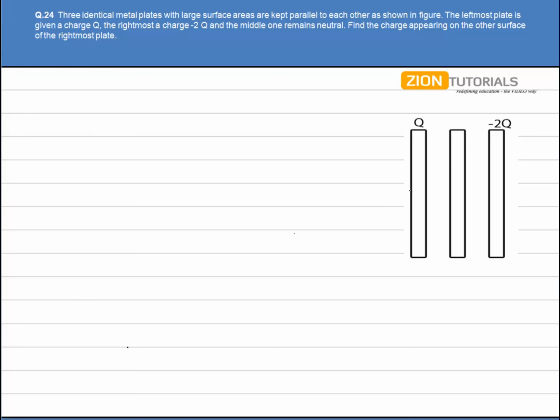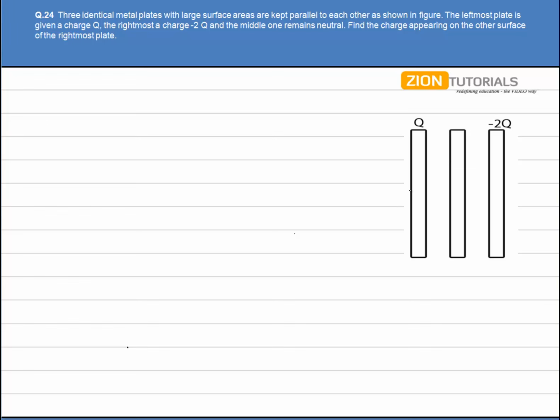Three identical metal plates with large surface area are kept parallel to each other as shown in the figure. The leftmost plate is given a charge Q and the rightmost plate is given a charge -2Q, and the middle one is neutral. Find the charge appearing on the outer surface of the rightmost plate.